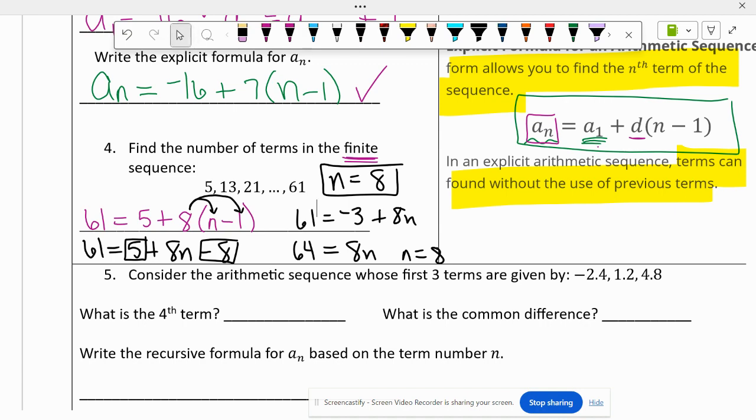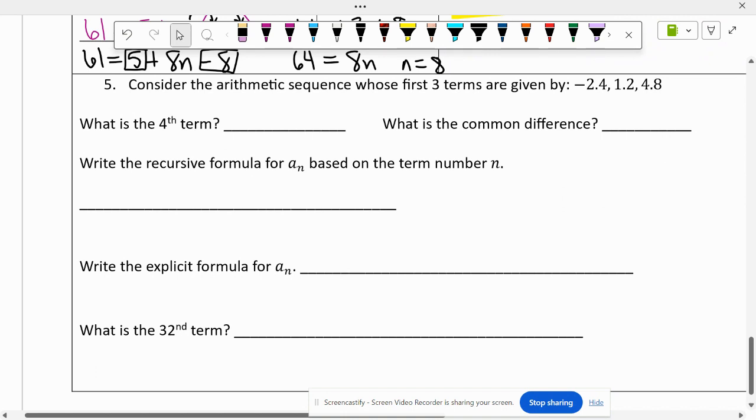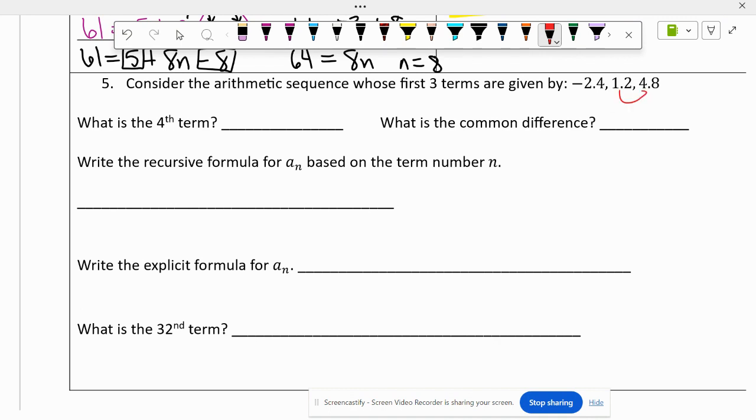Number 5. Consider this sequence whose first 3 terms are given by negative 2.4, positive 1.2, positive 4.8. What is the 4th term? Well, the first thing I have to do is figure out what I'm adding each time. What is my common difference? It's 3.6. I'm adding 3.6 each time.